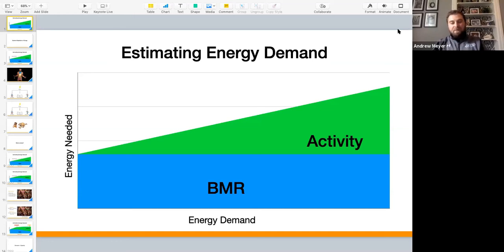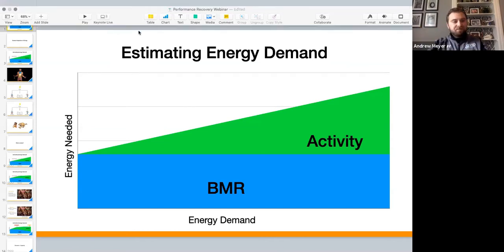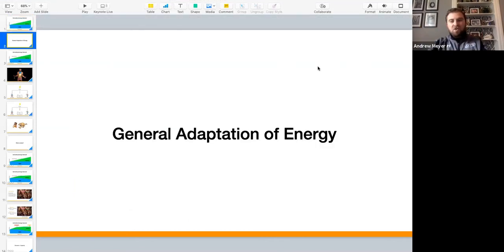So it is accurate at the start, but then it starts to become more inaccurate. Exactly. Somebody just came in, Dave, that it's not linear. So it starts fairly linear, but then it starts to have this tapering effect. This is called general adaptation of energy. What that means is the energy that you produce and the energy that you need to allocate will adapt to whatever stimulus it's given.